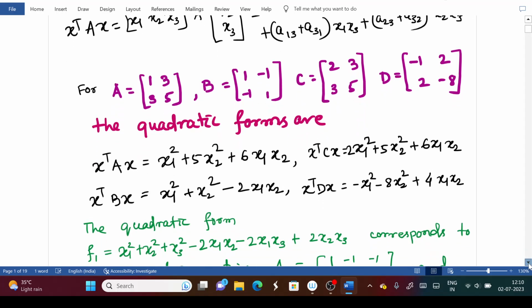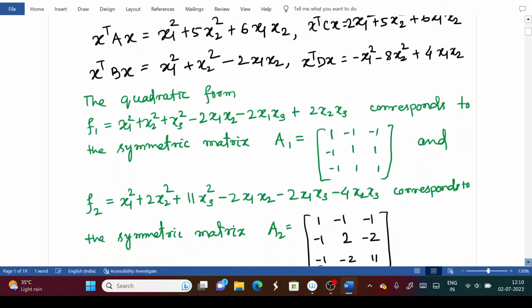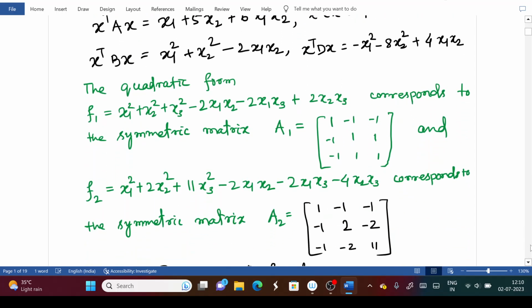One can verify. Now let us write down the matrix corresponding to a quadratic form. Here the coefficient of x1 square is placed here, the coefficient of x2 square here, and the coefficient of x3 square here. Similarly, the x1 x2 coefficient is divided into two parts, one kept here and another kept here. The coefficient of x1 x3 is halved, with half kept here and half kept here. The coefficient of x2 x3 is likewise halved and kept in both positions. So we got the matrix.